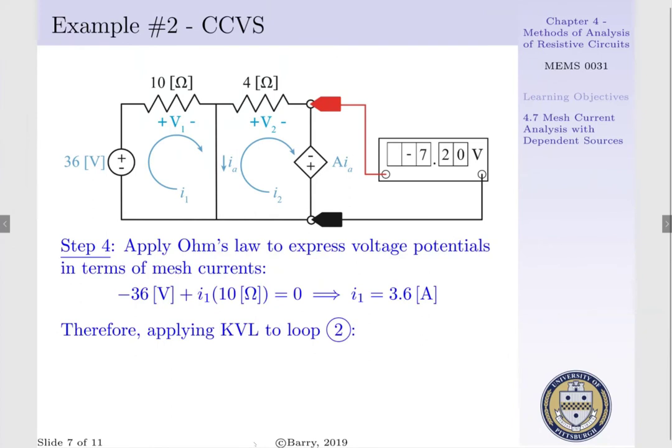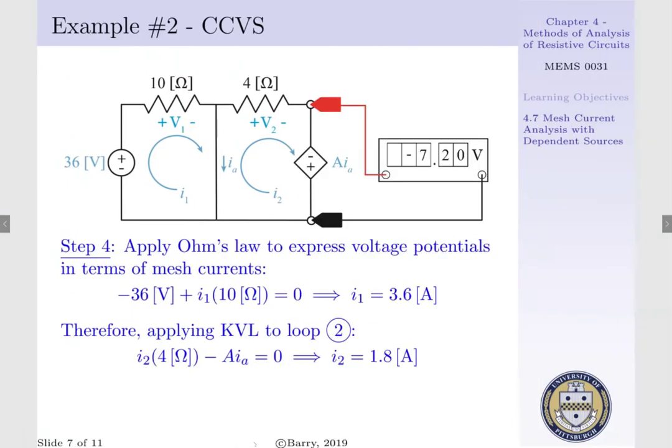Now, as we move across and apply KVL to loop 2, we have the following. V2 minus AIA is equal to 0, where V2 can be expressed as I2 times 4 ohms, and minus AIA can be expressed as minus 7.2 volts. That is, I2 is equal to 1.8 amps.